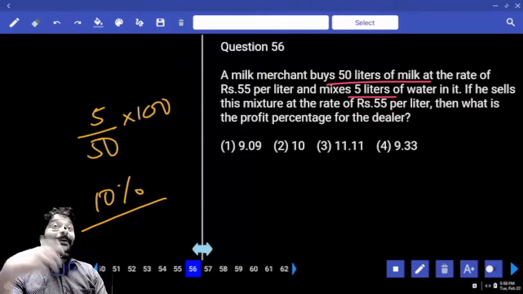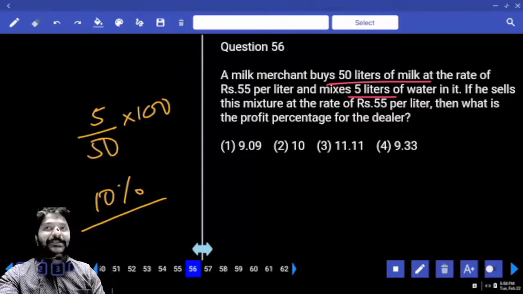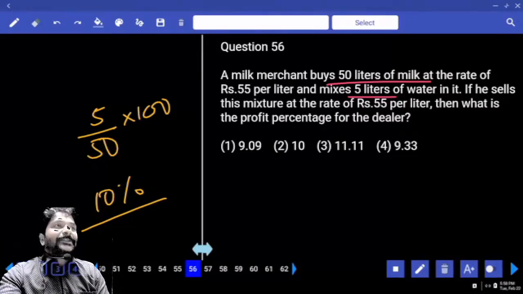If you add 100% water, you get 100% profit. If you add 50% water, you get 50% profit.